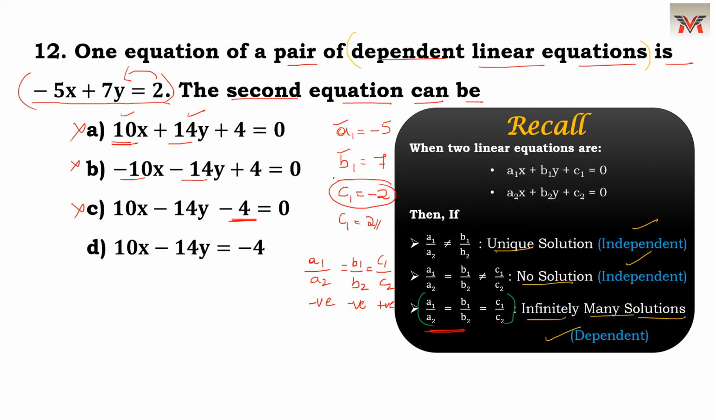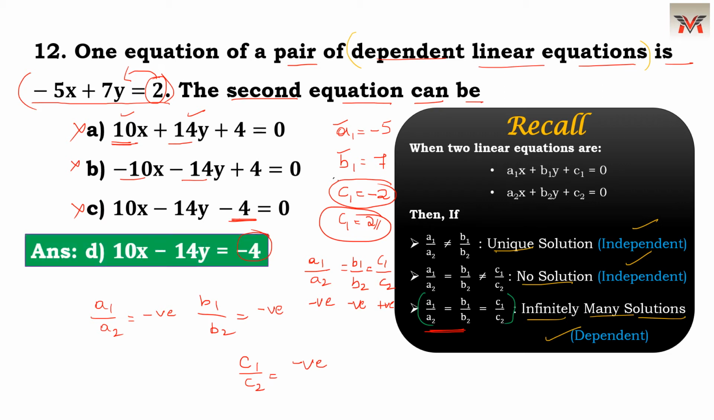Now look at the fourth option here. What we get? We'll get A1 by A2 as a negative value, B1 by B2 also a negative value, because B1 is positive, B2 is negative. Also, just look at C2. Here we have to consider C1 as 2 because it is on the right hand side. In the given option also we have the constant term on the right hand side of the equal sign. Therefore, C1 by C2 is also negative. So here the correct option is option D. We'll move on to the next question.